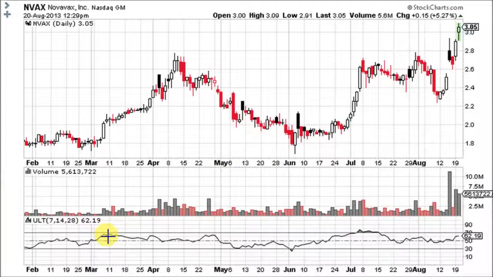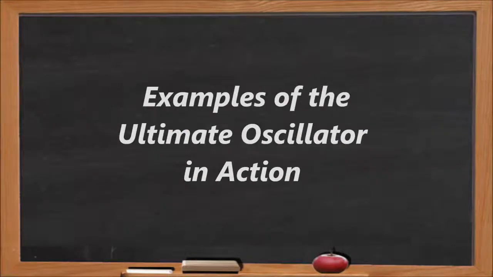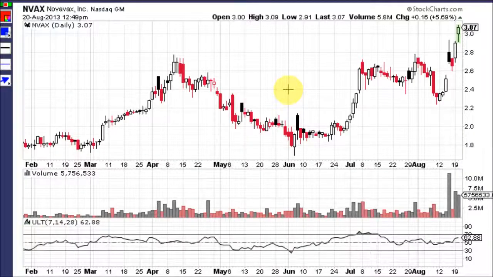I'm going to go ahead and load up my other chart here so that I can actually draw lines and show you a bearish divergence there and a bullish divergence right in here. Now let's take a look at the signals that the Ultimate Oscillator has given on this chart for NVAX.